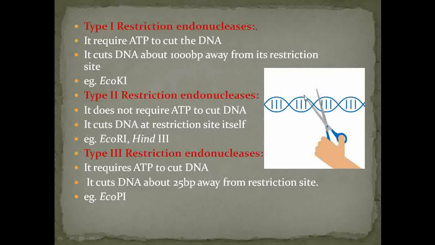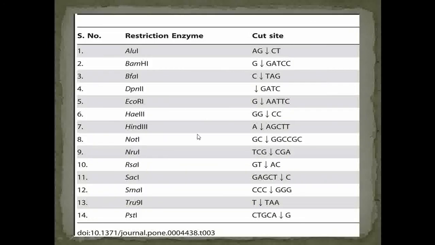Due to this cutting activity, restriction endonucleases are called molecular scissors. These are the names of certain restriction enzymes and their cutting sites. For example, BamHI will cut the DNA in between G and G. Then HindIII will cut the DNA in between A and A. So these are the different types of restriction enzymes and their cutting sites.